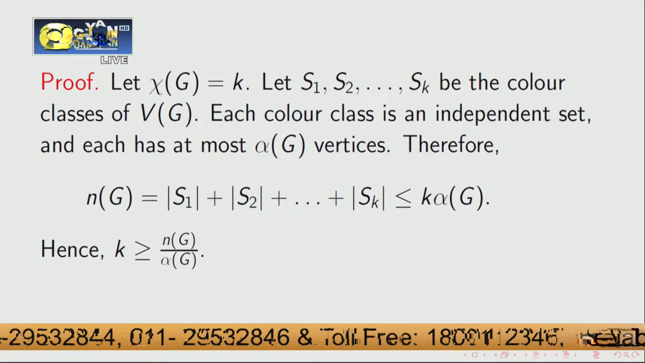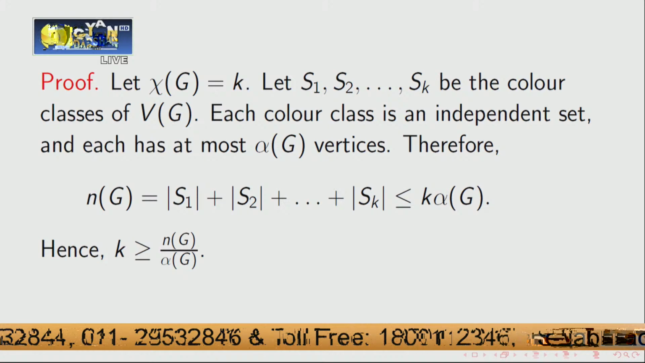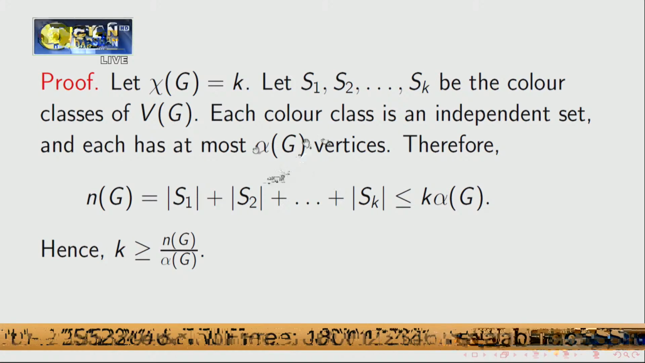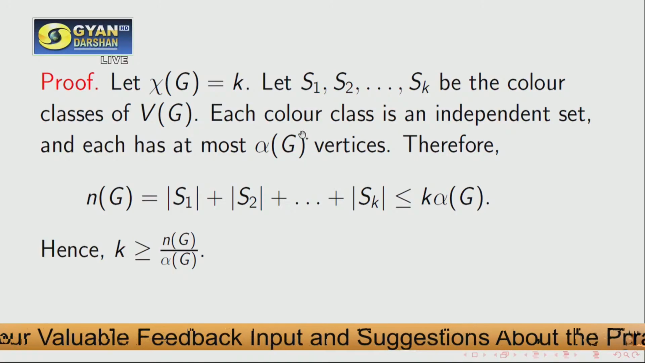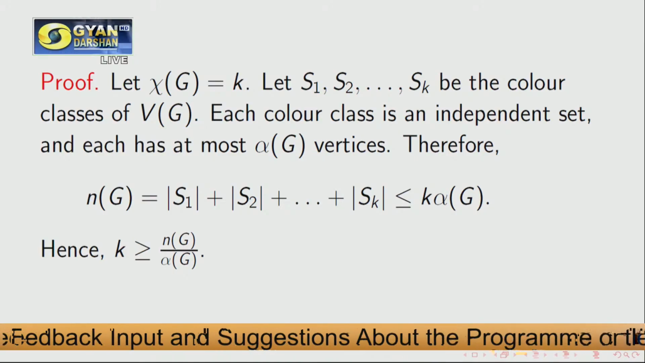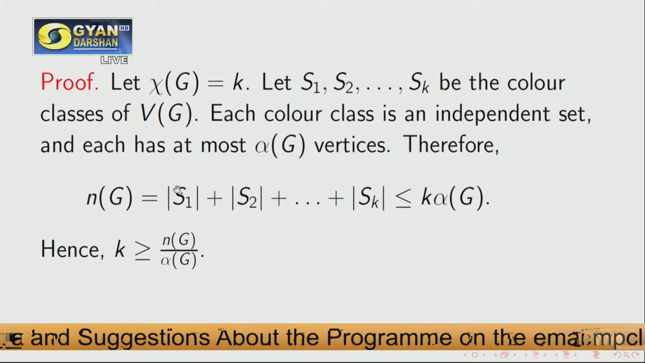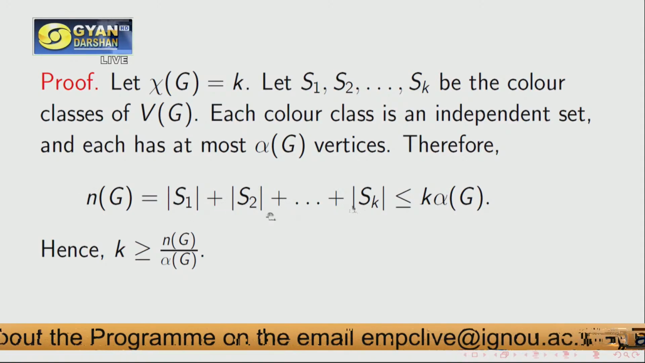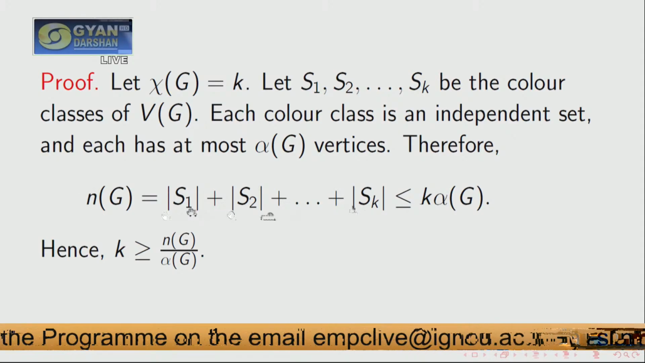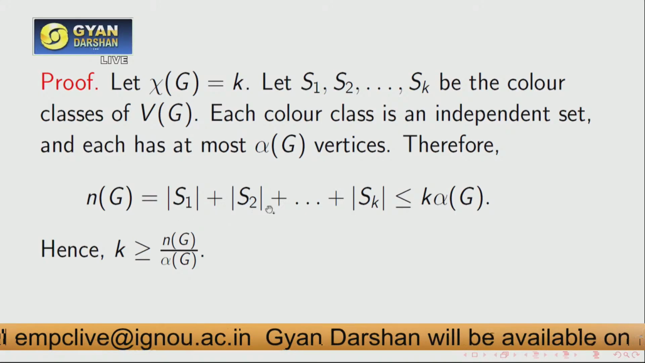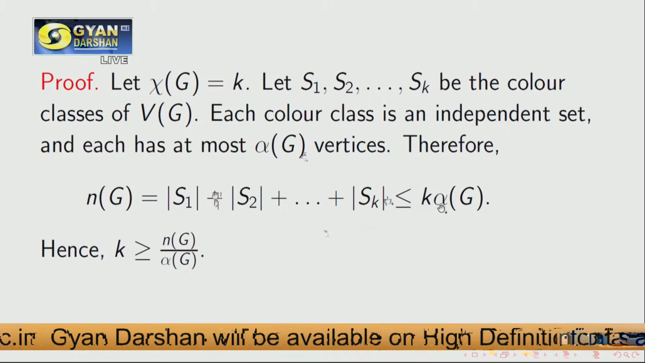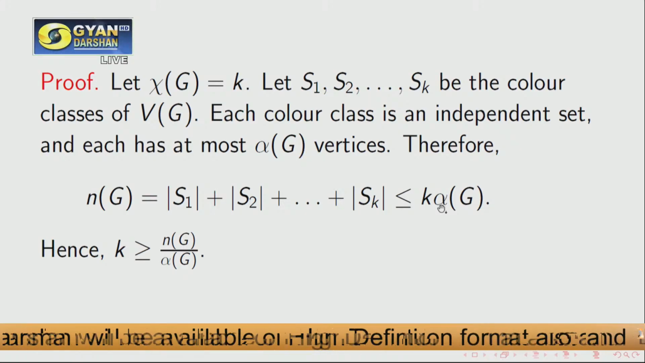Now you know that each color class is an independent set, and therefore it can have at most alpha(G) vertices. Alpha(G) is the maximum size of an independent set. So any color class can have at most alpha(G) vertices, and there are k color classes. So the number of vertices in G is the sum of the cardinalities of the sets S1, S2 up to Sk, and this quantity is at most k times alpha(G).